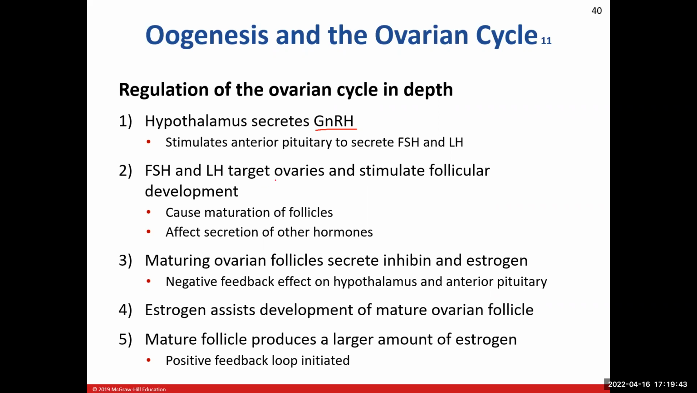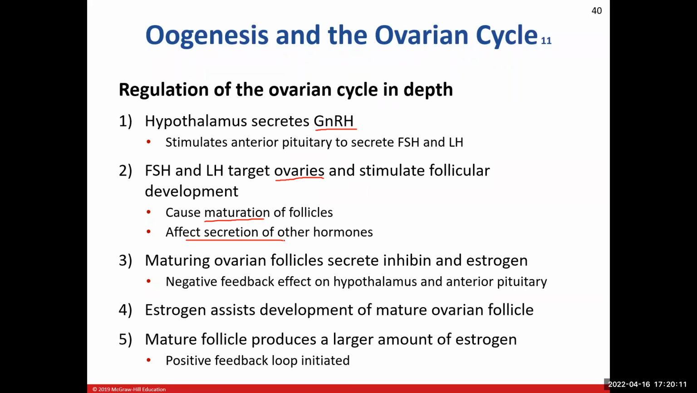Both of those hormones are going to go to the ovaries, and they're going to start those random follicles to mature and develop. Again, we'll get up to those 20 follicles that will start to undergo that maturation process. As a result, we're going to see maturation going on, but also other hormones being secreted, which we're going to talk about: estrogen, progesterone, and inhibin.